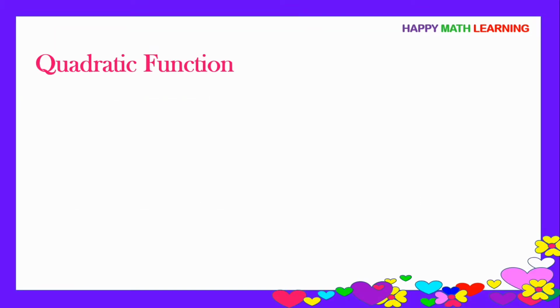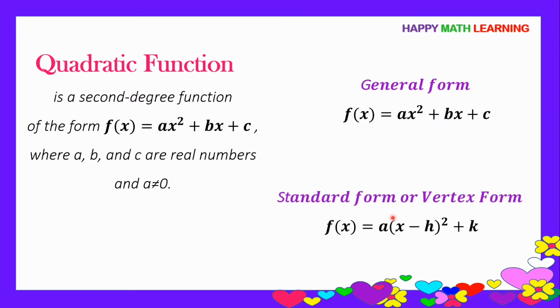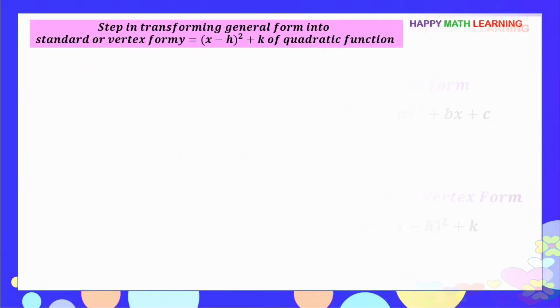Now, let's proceed. When we say quadratic function, it is a second degree function of the form f of x equals ax squared plus bx plus c, where a, b, and c are real numbers and a is not equal to 0. The general form for quadratic function is f of x equals ax squared plus bx plus c, while the standard form or vertex form is f of x equals a times the quantity of x minus h squared plus k. But what are the steps in transforming general form into standard or vertex form? How about standard form to general form?